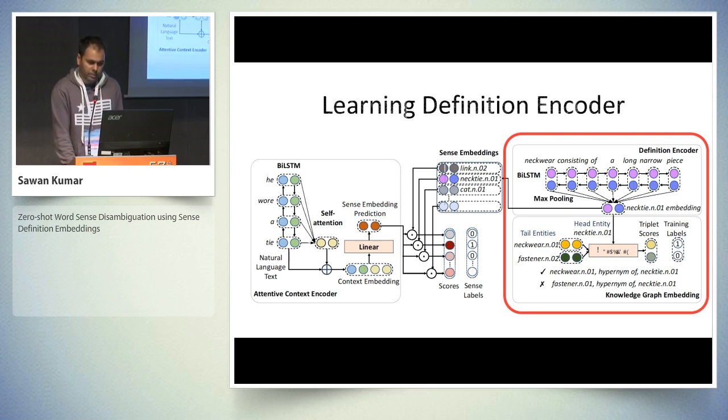A sense is now represented using an encoding of its definition, and the encoding model is basically a ByLSTM, and we do a max pooling over that. So in this way, we capture the information in the lexical knowledge base in the definition encoder. At inference time, we do not use the knowledge graph embedding part, and we simply use the encoding of a definition to generate the sense embedding.